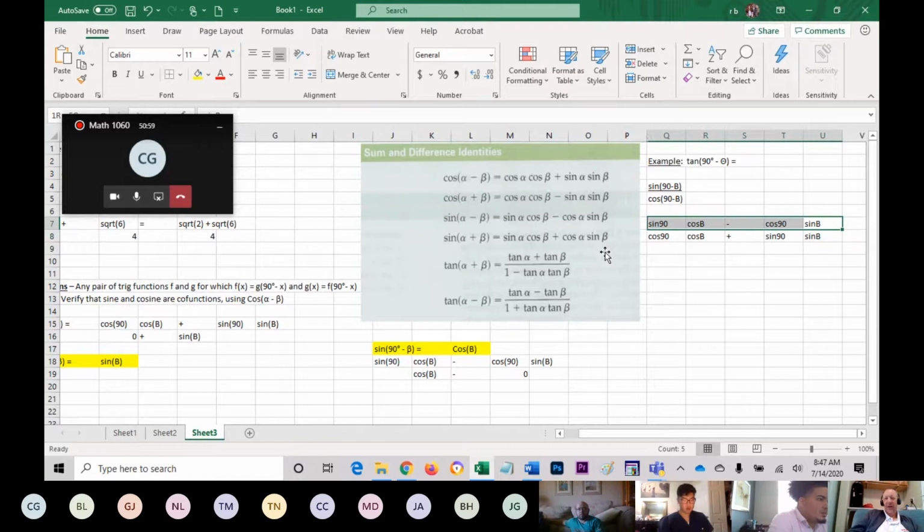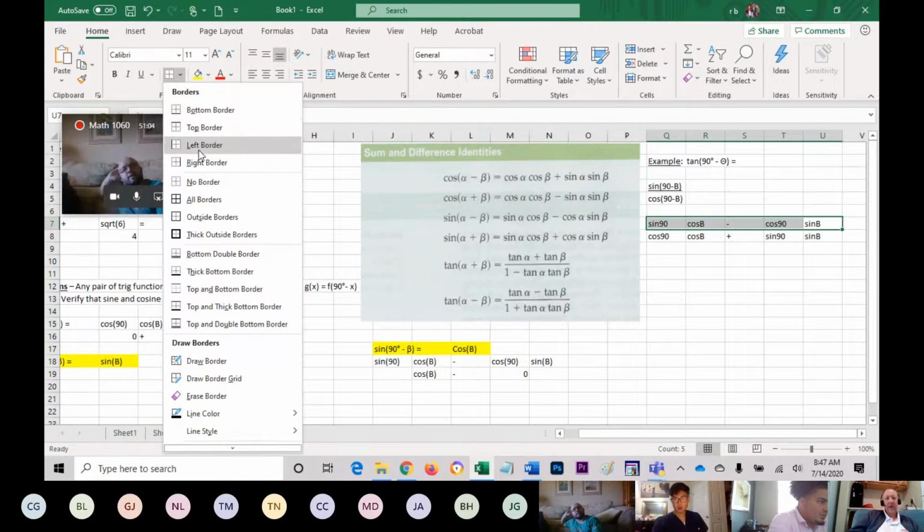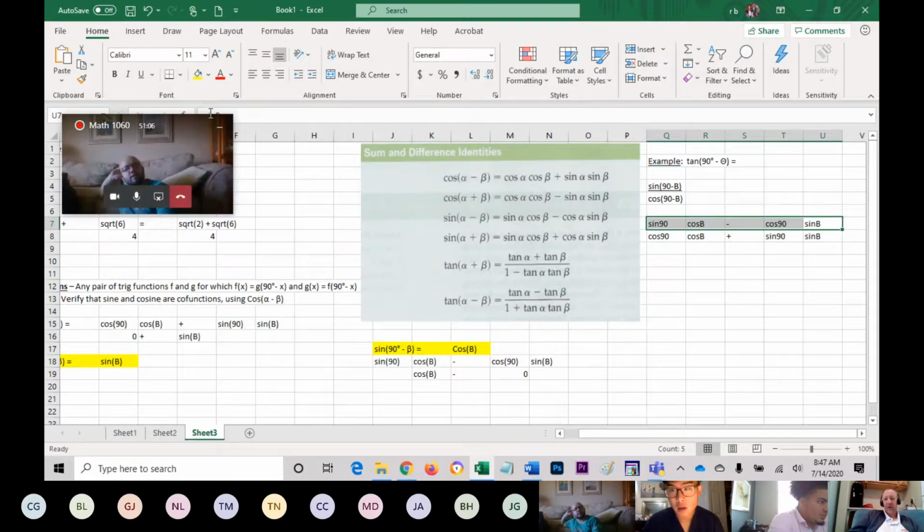So we've got our fractions here. Why is it sine of 90 and sine of beta? Shouldn't it be like... so the numerator is using equation 3. The denominator is using equation 1. Okay, so equation 3 would be cosine. Okay. So sine, cosine, cosine, sine. I see it. Yeah. Gotcha.